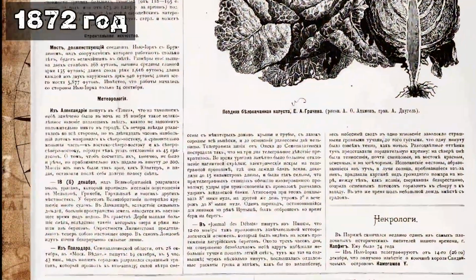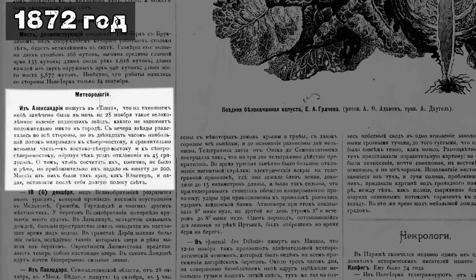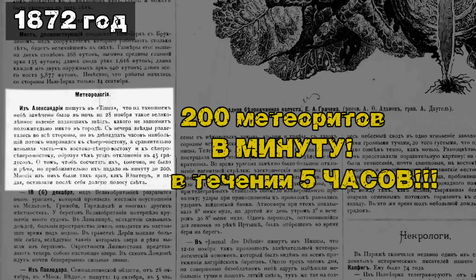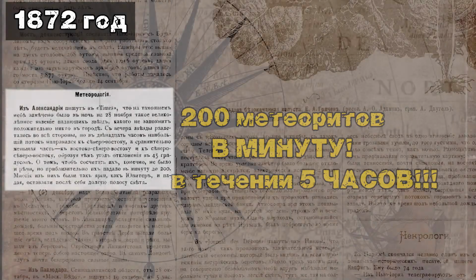On the 28th of November of the same year, a heavy meteor shower also passed over Alexandria, Egypt. According to rough estimates, about 20 fell per minute for more than 5 hours. Many of them were as bright as Jupiter and left a long streak of light as they fell.